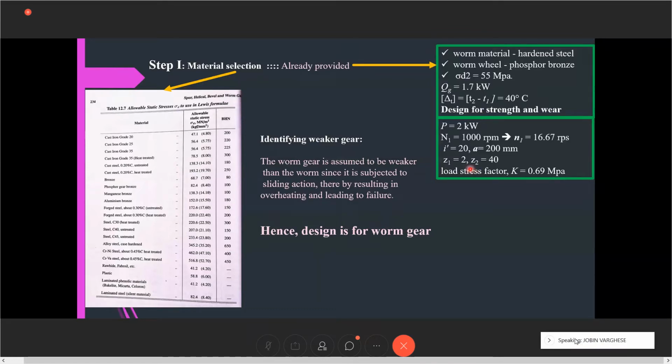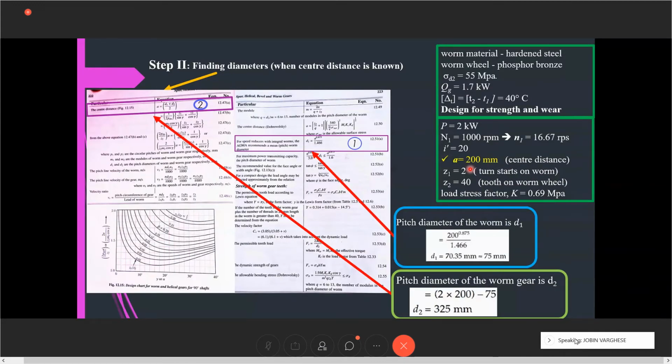The second step is finding diameters. We have to find the diameters of both the gears. In the case of speed reducers with integral worms, the AGMA recommends a mean pitch worm diameter. This is the worm diameter, which is taken as D1. Using the equations, A is the center distance, which is already given. From this I have taken A and we calculate D1 equal to 75 mm. Then we have to calculate D2, where the center distance is given, using the equation. We know what A is, we know what D1 is, and D2 can be calculated. Now the diameters of both the worm and worm wheel have been calculated.